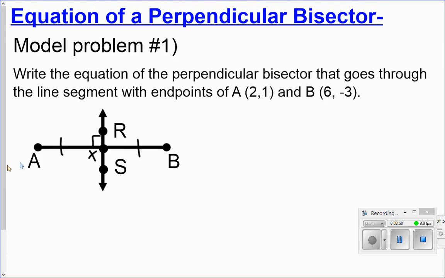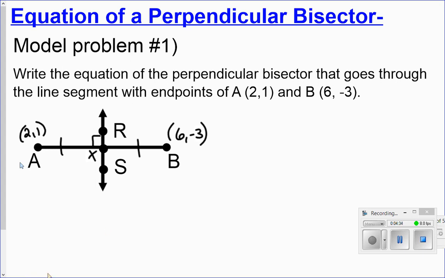So now that we know what a perpendicular bisector is, let's take a look at how we could use this information. So sometimes we'll be asked to write an equation of a perpendicular bisector that goes through a line segment. So this is the same diagram we had a moment ago, and I'm just going to visualize that diagram while I'm looking at this problem. So if A is (2, 1) and B is (6, -3), then line RS is the perpendicular bisector of line segment AB.